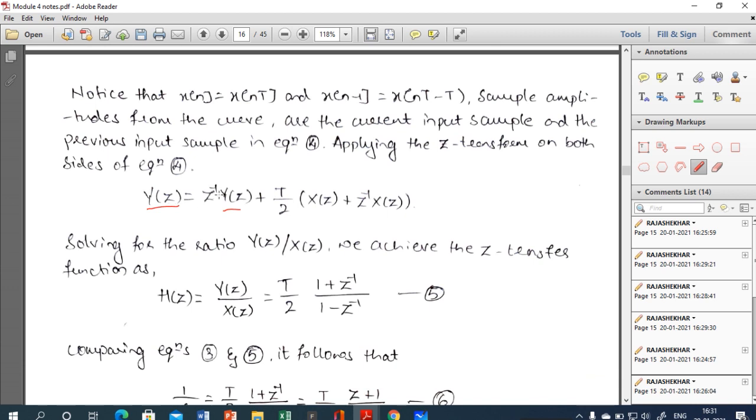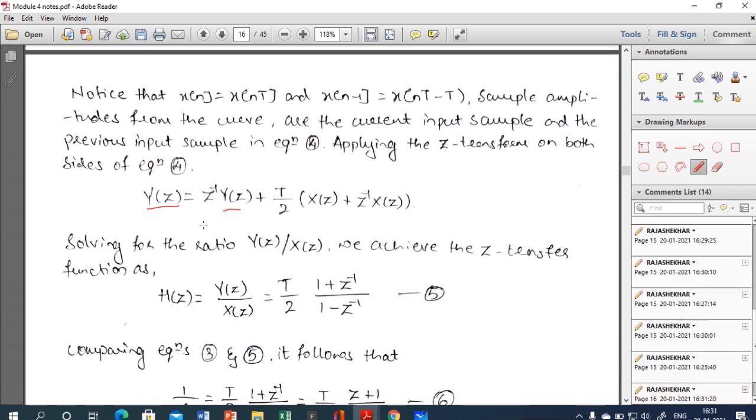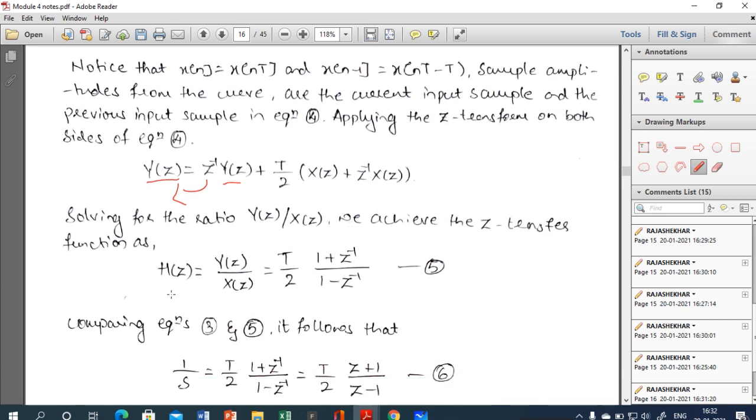So we will get y of z on one side and x of z on the other side. So this becomes y of z. If this term moves to the LHS, what will I get? 1 minus z to the power minus 1, right? And on the other side, t by 2, if I take x of z common, becomes 1 plus z to the power minus 1. So it is written directly here: h of z equals y of z by x of z, t by 2 is constant, with 1 plus z to the power minus 1 left here, and here we got 1 minus z to the power minus 1.